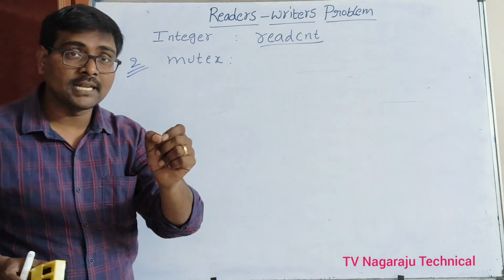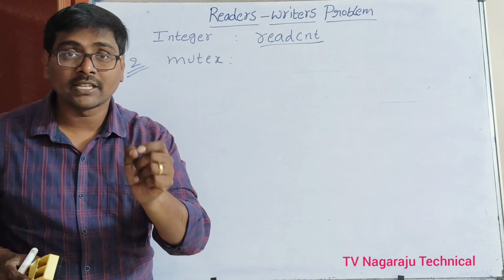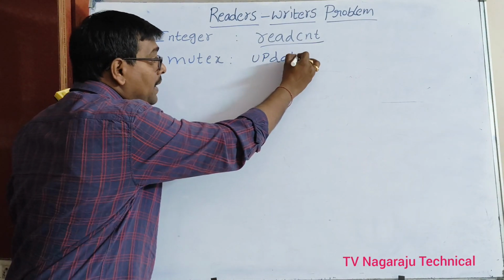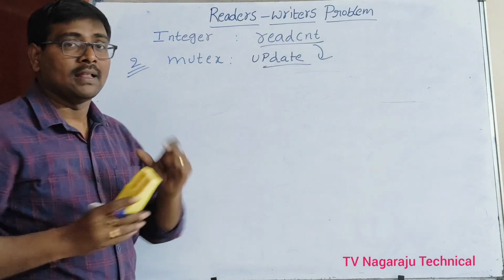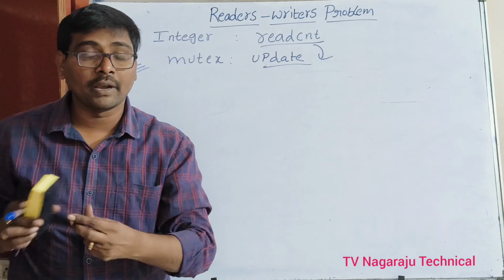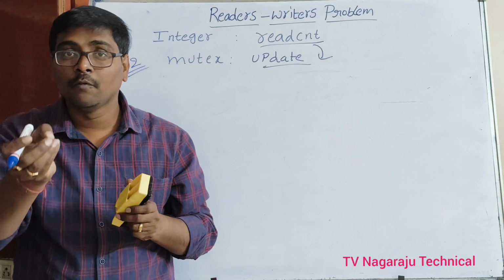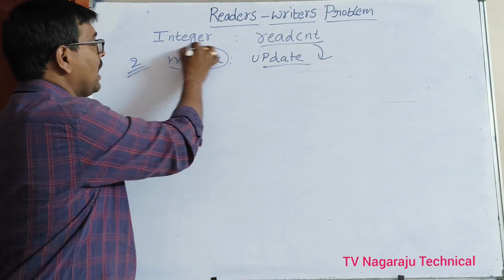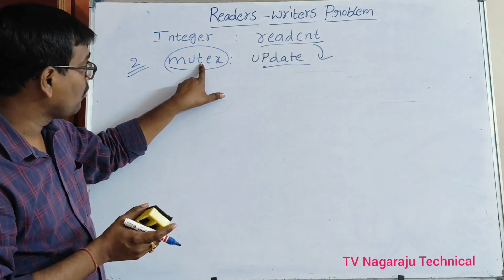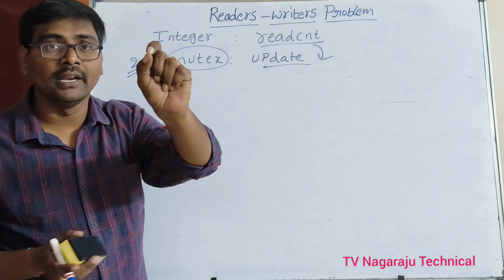Mutex is a binary semaphore used for mutual exclusion. It is mainly used for updating the read count. That is, while incrementing or decrementing the number of readers, before the increment or decrement, first acquire a lock. Otherwise, the count may vary. First acquire a lock and then update the read count value.